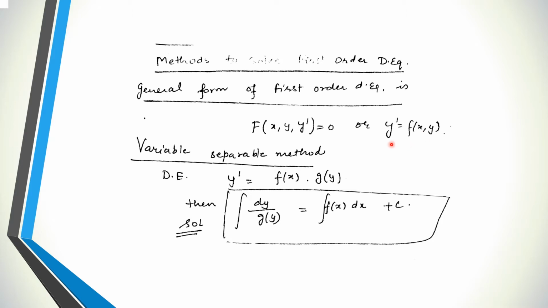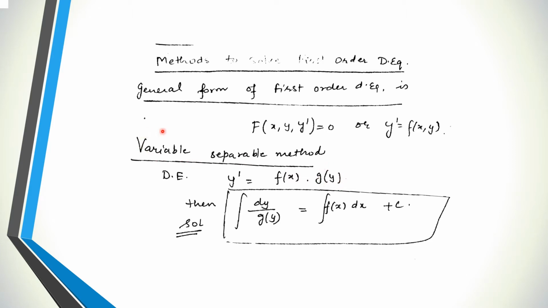So any equation of the form dy by dx is equal to some function of x and y, or you can say any equation containing x, y and y dash equal to 0, is a first order differential equation. The first method is the variable separable method. In this method, the equation is of the form y prime is equal to some function of x into some function of y.